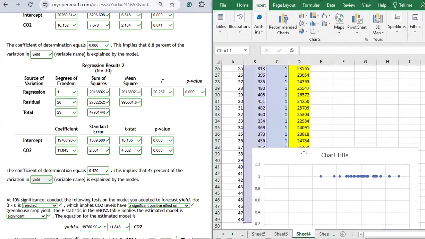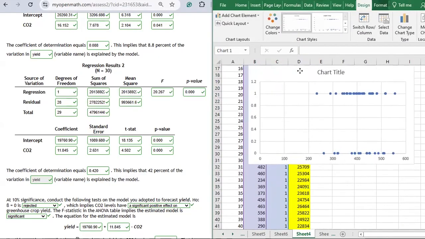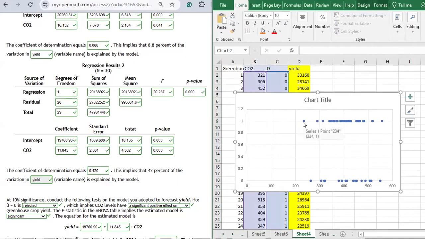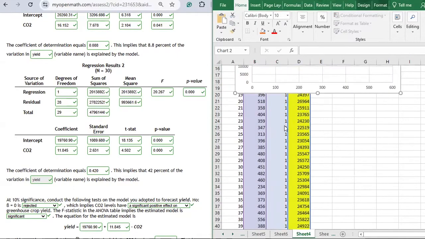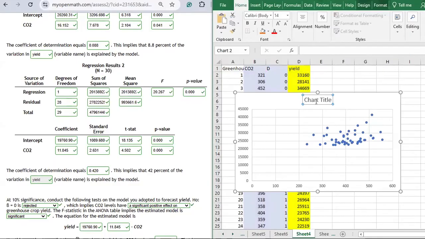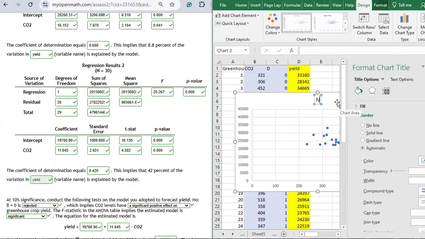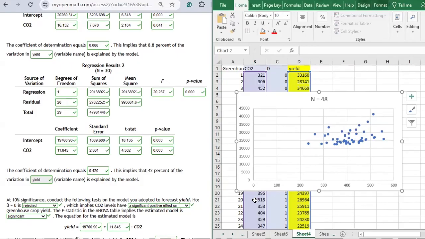Now, this isn't the actual scatter plot. I'm going to move it up to the top here. And I'm going to click on a dot here. That'll allow me to move this blue box to the yield. And again, this is the scatter plot for all the observations. This is for all 48. This is for n equal 48. I'm going to make 2 copies of this.